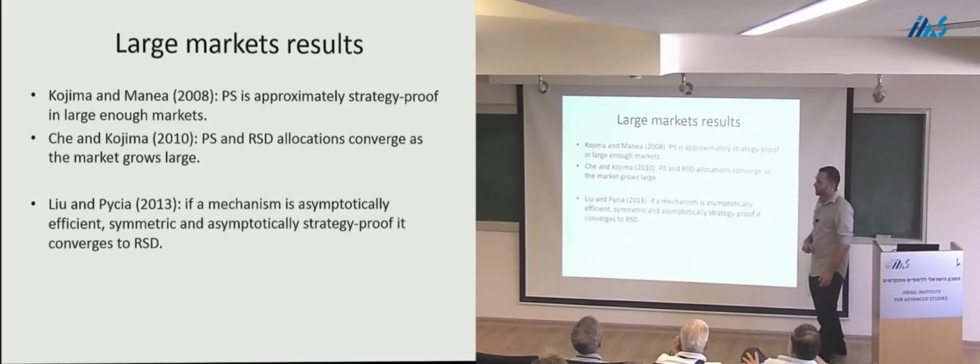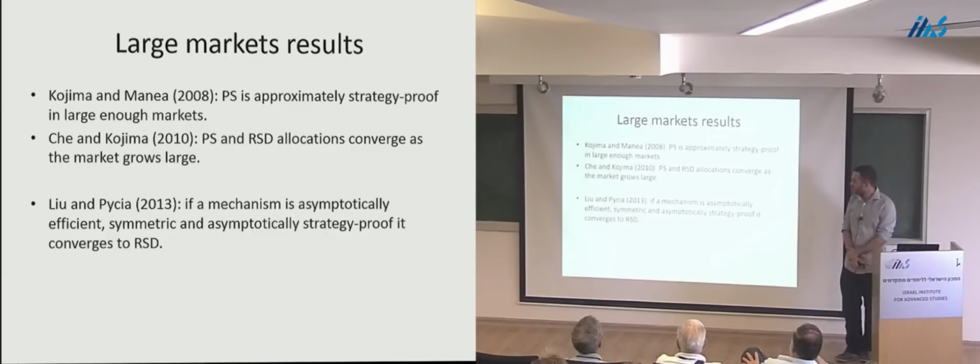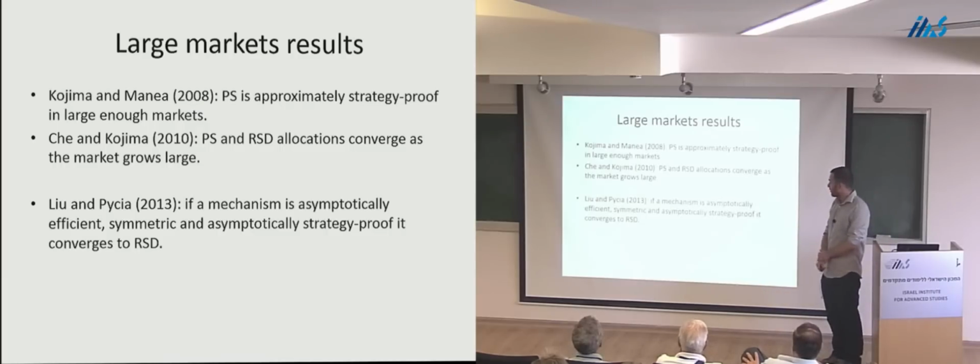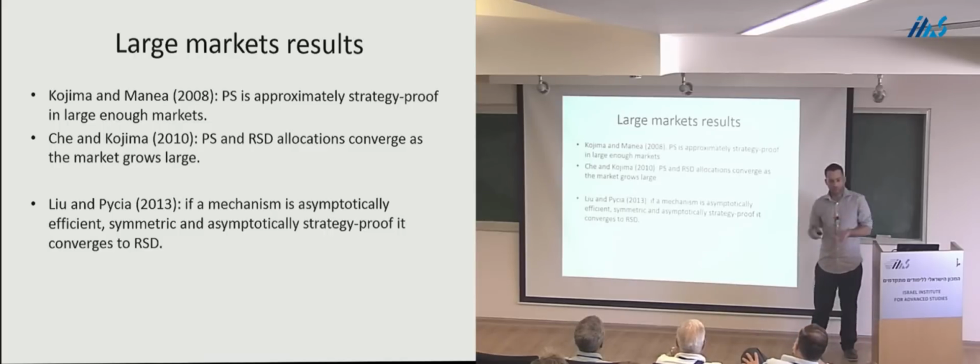What happens when we look at larger markets? I think Itai mentioned some results about large markets. There are also results about the assignment problem in large markets. Fujito Kojima and Mihai Manea showed that probabilistic serial is approximately strategy proof in large enough markets. So if you look at a big market that has some random element to it, there are some technical conditions that we're not going to go into. You can say your true preferences and you're not going to be very wrong. It's almost the best reply.